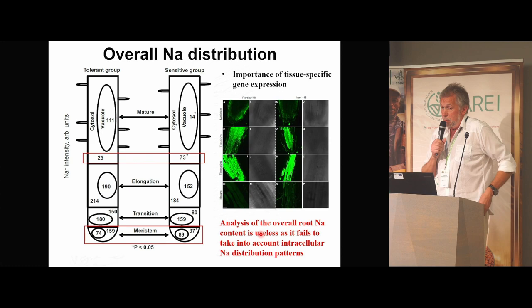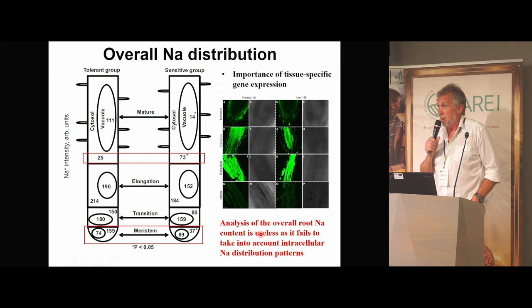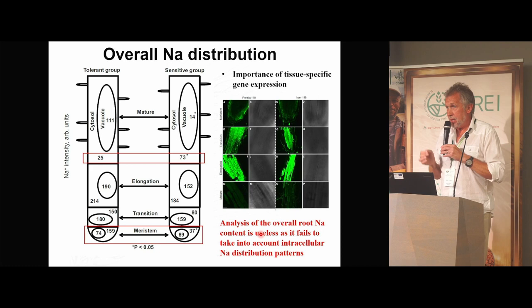But what was interesting, when we applied this approach and looked at the overall sodium distribution in roots, we found things which we did not expect to find at all. Normally we expect that the less sodium is accumulated in plants, the happier they are, and therefore their tolerance will be higher. And that was definitely true for the mature root zone, and that was definitely true for the ability to sequester in the vacuole. So these numbers are relative fluorescent intensity of the sodium dye in different parts. But look at that box in red here, in the meristem. In the cytosol of the tolerant group, we have 159, and in the sensitive, only 37 units. It's 4 times more sodium in the meristem of a tolerant variety.